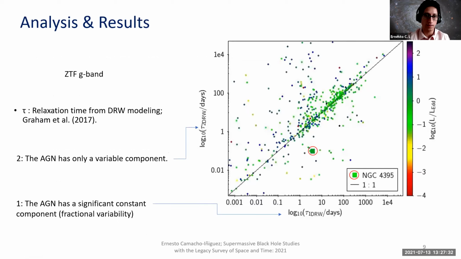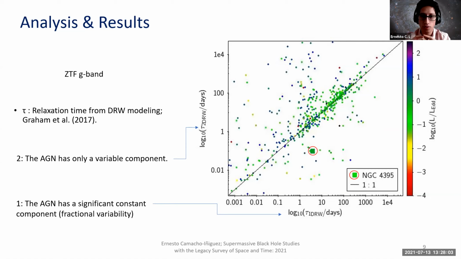So let's go to the analysis and results. To make the presentation easy, I will present only results in the CTF-G band, but the I band and R band present similar results. So although CTF force photometry in difference images is the right approach to deal with these host contaminated sources, we still have some contribution from the host that has to be dealt with.